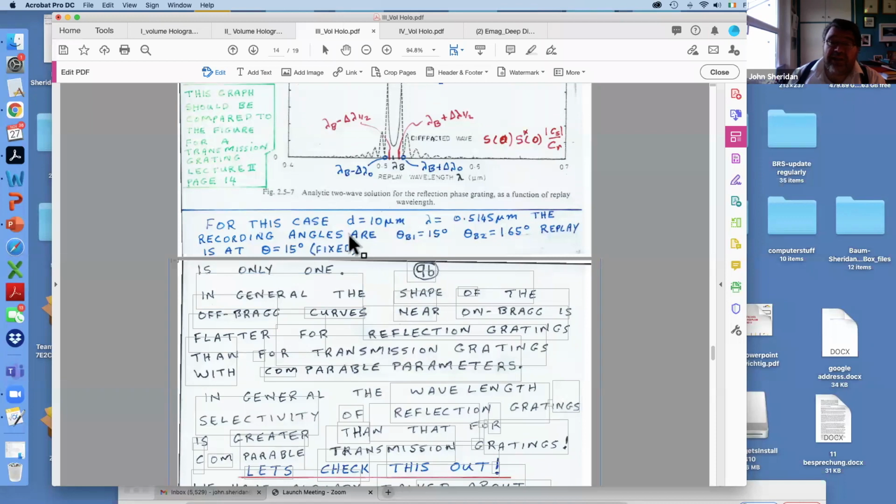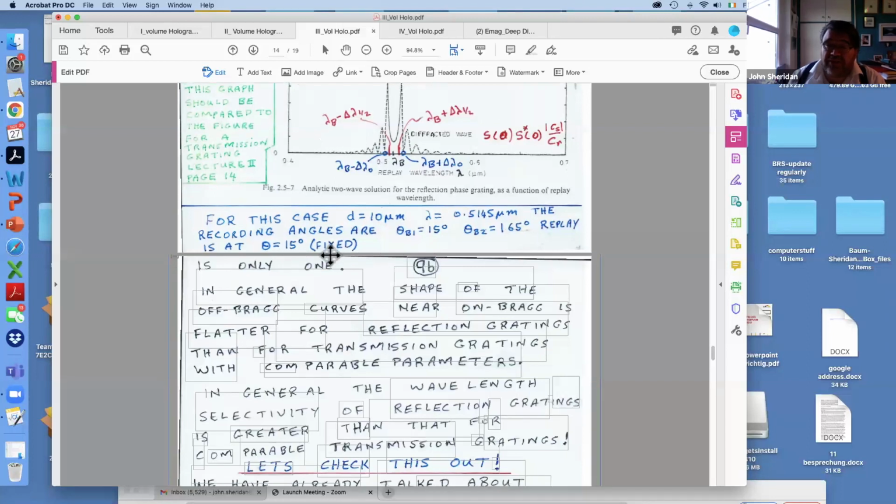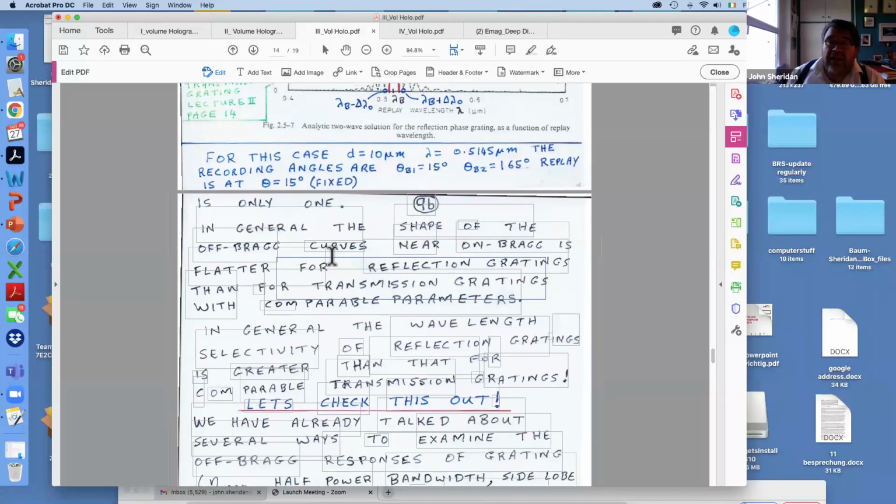So we've got a case where D, the thickness, is 10 micron, which would be a very thin layer. Wavelength is about half a micron, which is pretty much the middle of the visible. Recording angles are theta B1 is 15 degrees and theta B2 is 165 degrees. Again, whatever way you describe your angles, as long as it's consistent. And the replay is at 15 degrees fixed. So what do we have?